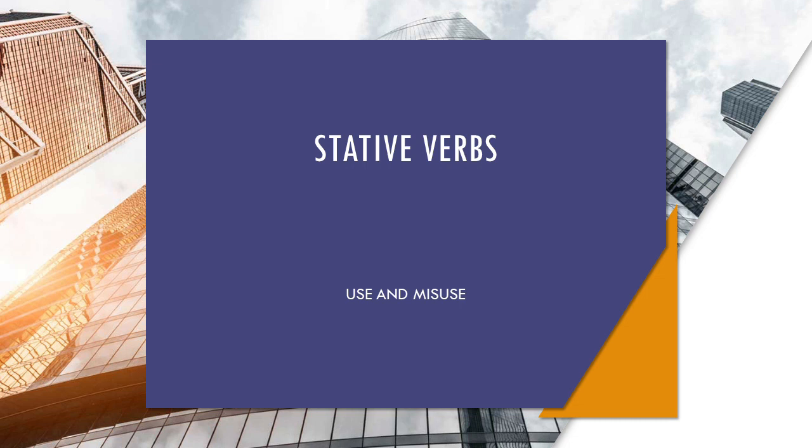Hello everyone. In this session, I'm going to talk about stative verbs. So, what is a verb basically? When we discuss parts of speech, we say that a verb is a word that denotes an action. Is that right? But when we look at it closely, there are again two kinds of verbs. One is your stative verbs and the other is action verbs.